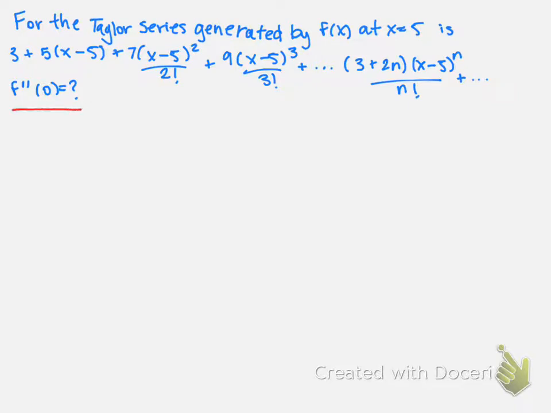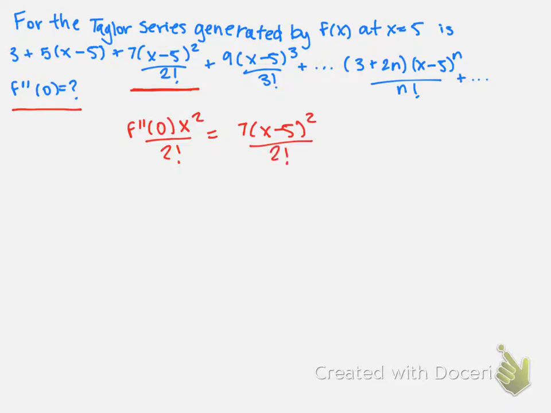So in order to solve for f double prime 0, we have to set what we know from the Taylor series, which is f double prime 0 x squared over 2 factorial, equal to the term that it corresponds to in the problem, which is 7 times x minus 5 squared all over 2 factorial.